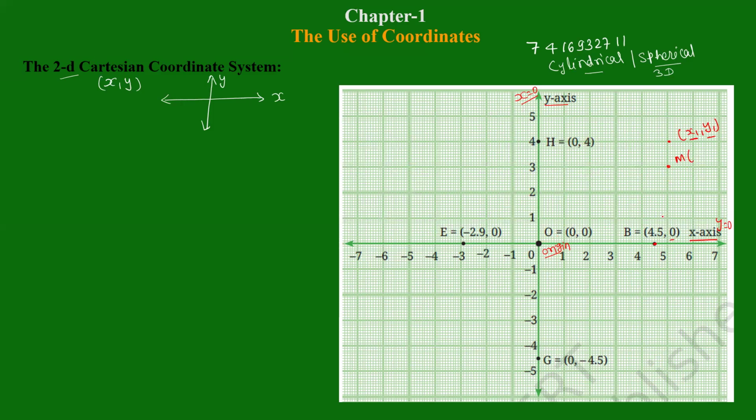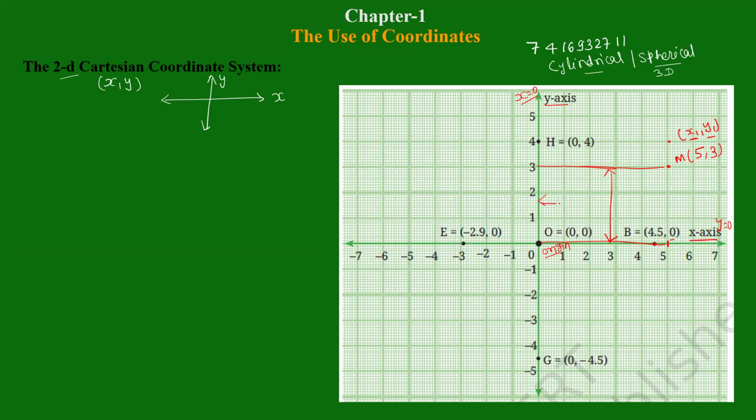So here you see the distance of M from the y-axis is what here? That is 5. So first what are you writing? 5. It represents the value on the x-axis, but it is the distance from the y-axis. Now again, this is the distance of the point from the x-axis, that is 3, and that represents the y ordinate. So ordinate is the distance from the x-axis, abscissa is the distance from the y-axis.